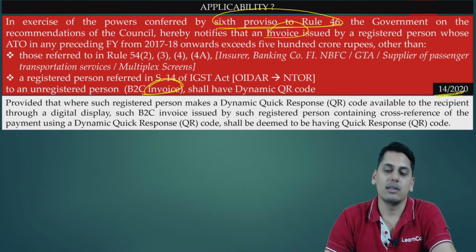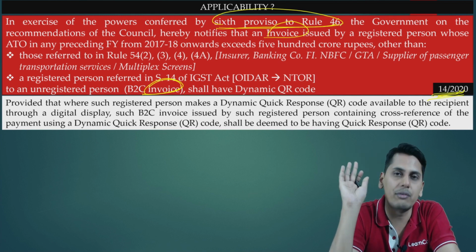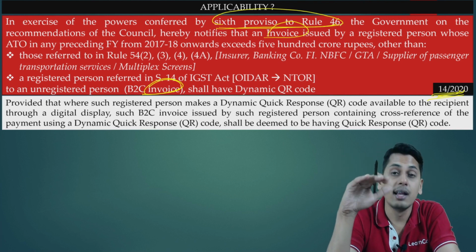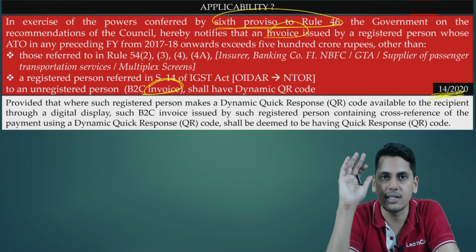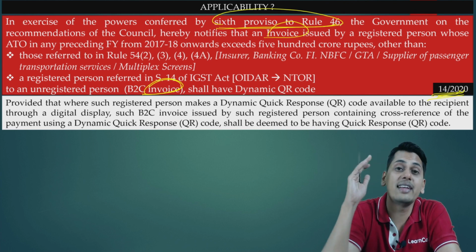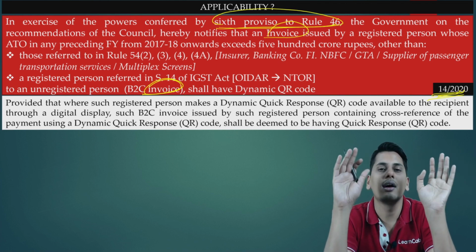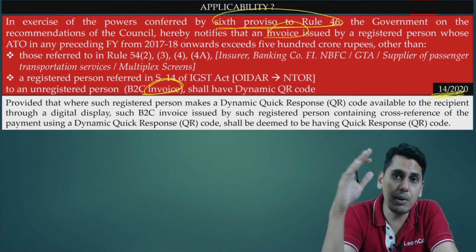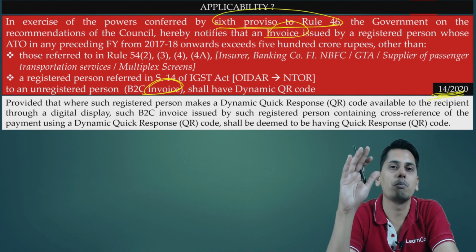Technically speaking, 14/2020 is not applicable to him, and there is no other notification which is issued specifically for rule number 49. However friends, the advisory in the GSTN, Goods and Services Tax Network, and the FAQs which have come out specify that the intention of the government is that even a bill of supply should have a dynamic QR code. But technically speaking, it is not there. At the implementation level, the government is implementing it even on bill of supply.